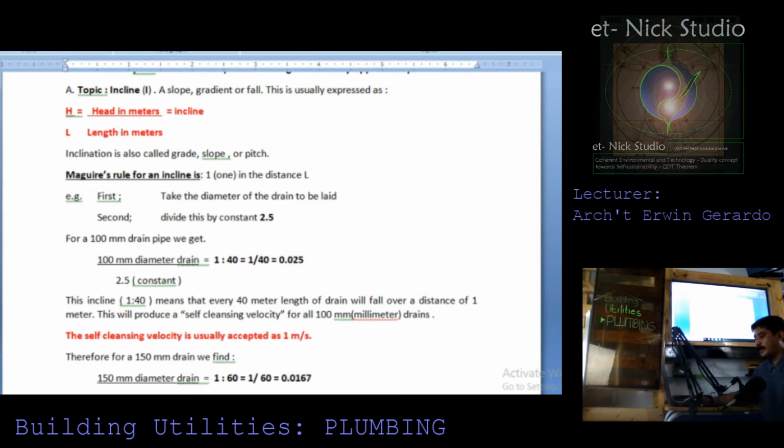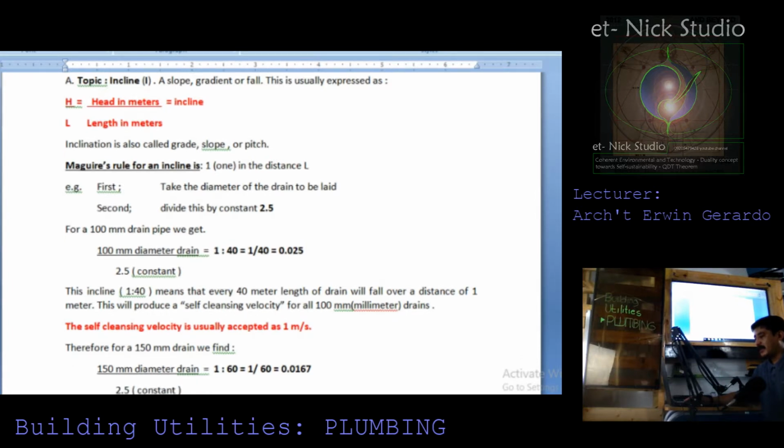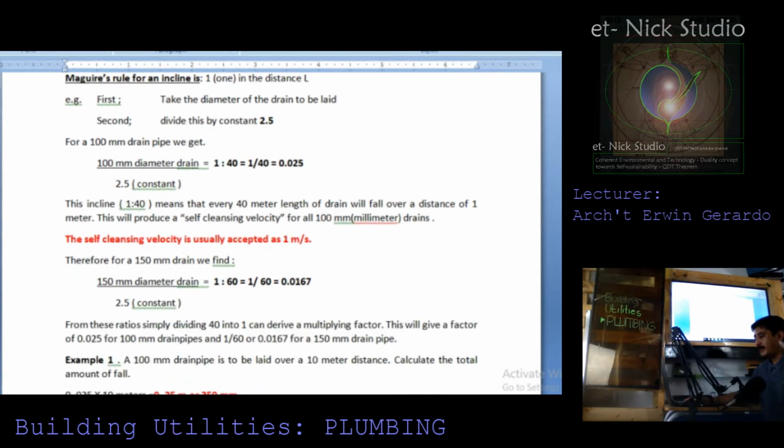So this incline 1:40 means that for every 40 meters length, the drain will fall over a distance of 1 meter. This will produce a self-cleansing velocity for all 100 millimeter drains. The self-cleansing velocity is usually accepted as 1 meter per second.